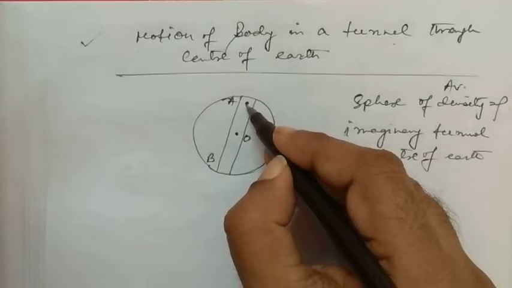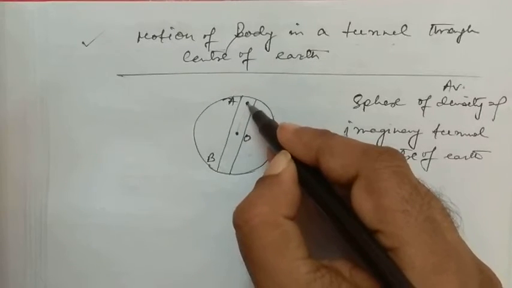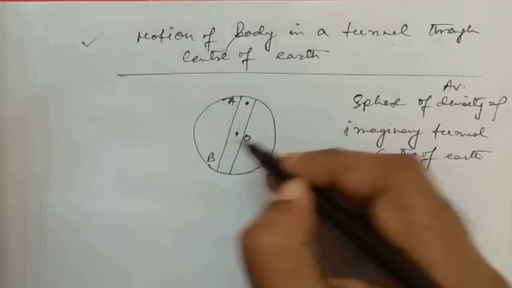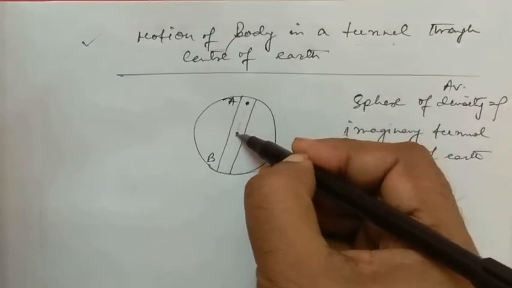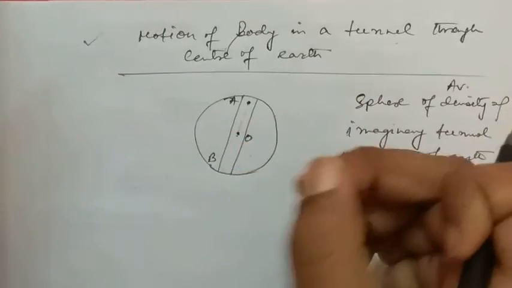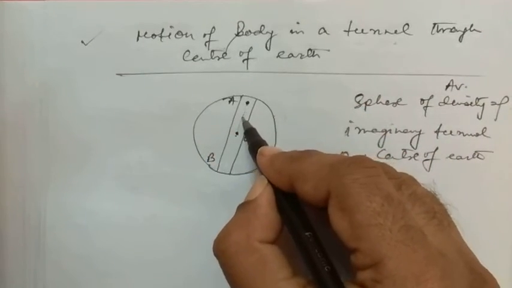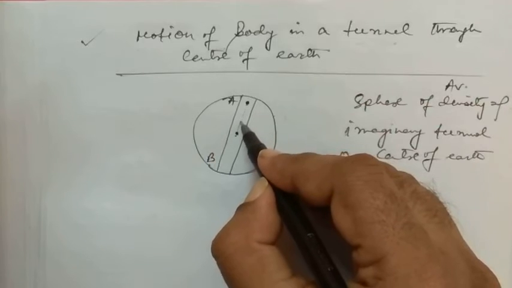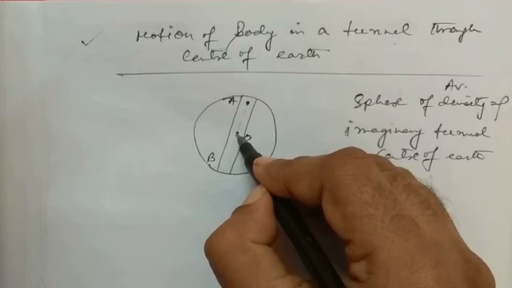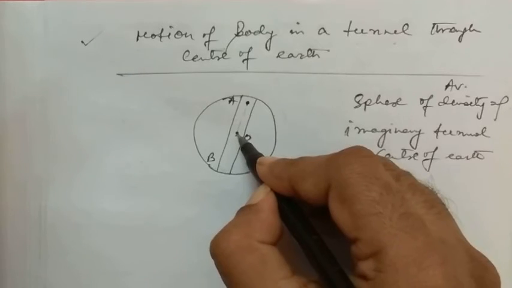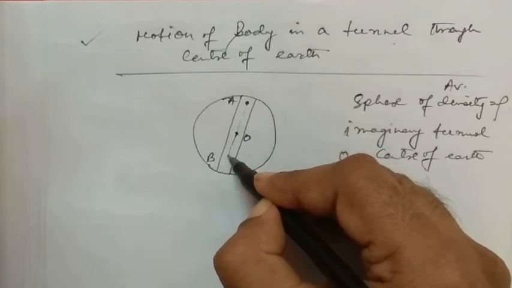So when the body reaches this point, the attraction force of the body because of the earth increases. The distance between the body and the center of the earth decreases, hence the force of attraction increases. So the body will be gaining kinetic energy tremendously. And when it reaches the center of the earth, as it has got a tremendous amount of kinetic energy, the body will not stop here. The body will move outwards again.